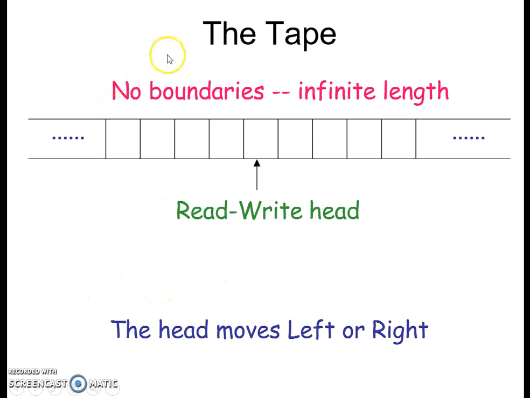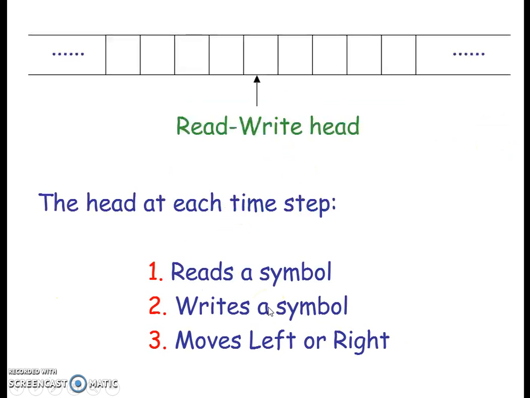Let us discuss more about the tape. As I already told you, the tape has no boundaries and it is of infinite length, which stretches towards the left as well as towards the right. And it has a read-write head that moves towards the left and towards the right. So, what are the operations that a tape can perform? First, it reads or scans the symbol. Second, it writes or updates the symbol. Third, it moves towards the right or towards the left.